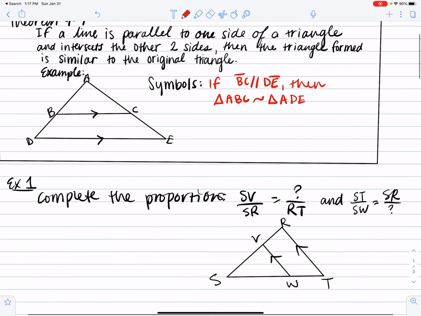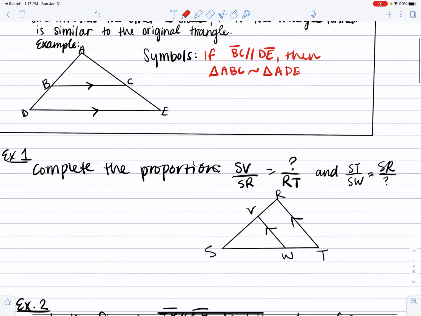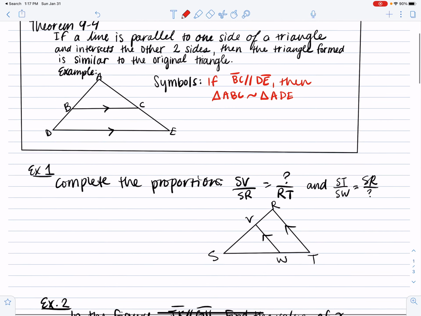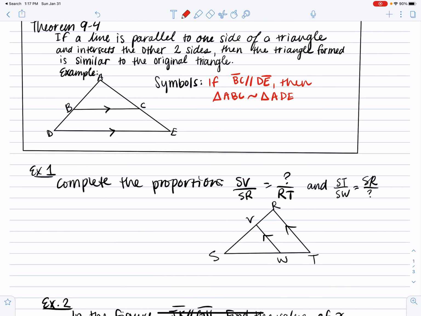Okay, so we'll start with an example. We'll do a lot of examples today. So example 1 is: complete the proportion SV over SR equals something over RT, and then the other proportion, ST over SW equals SR over what? In this case, you're not going to need to write statement reasoning columns, but you do need to write a sentence to explain how we can set these proportions up.